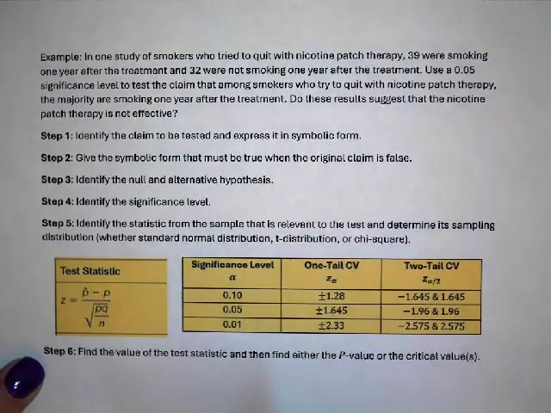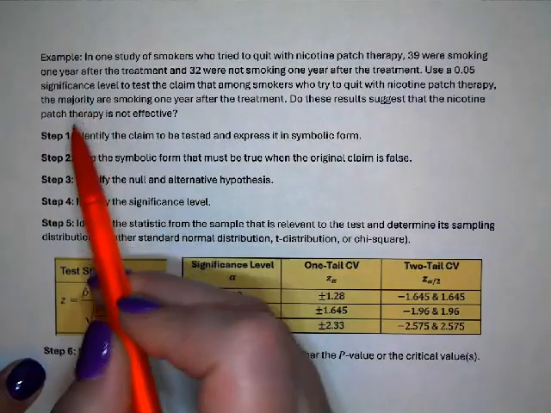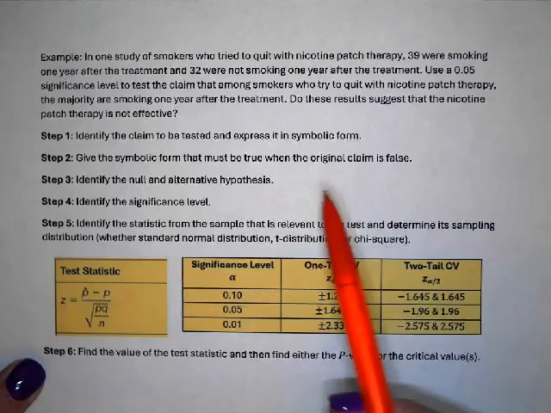So this example says, in one study of smokers who tried to quit with nicotine patch therapy, 39 were smoking 1 year after the treatment and 32 were not smoking 1 year after the treatment. Use a 0.05 significance level to test the claim that among smokers who try to quit with nicotine patch therapy, the majority are smoking within 1 year after treatment. So when they say majority, they're talking about more than 50%. Do these results suggest that the nicotine patch therapy is not effective?